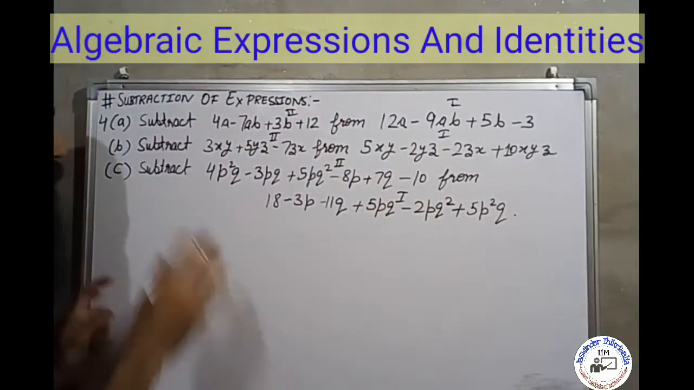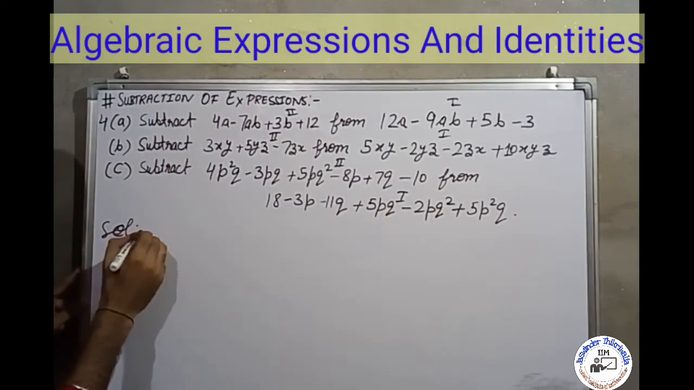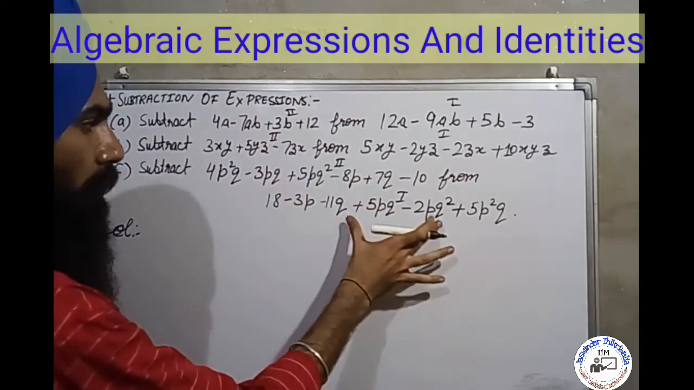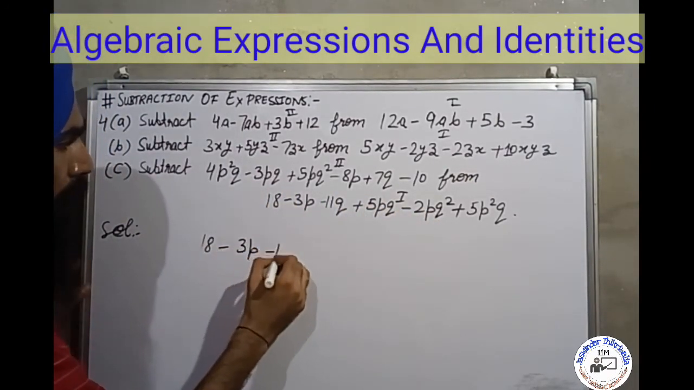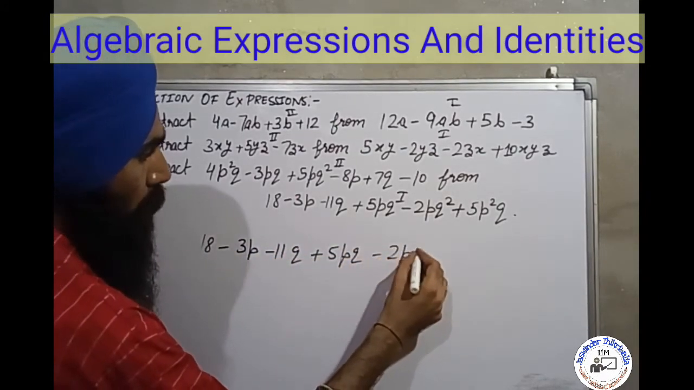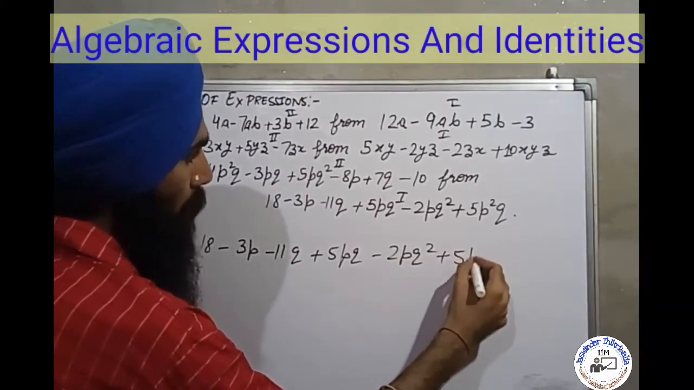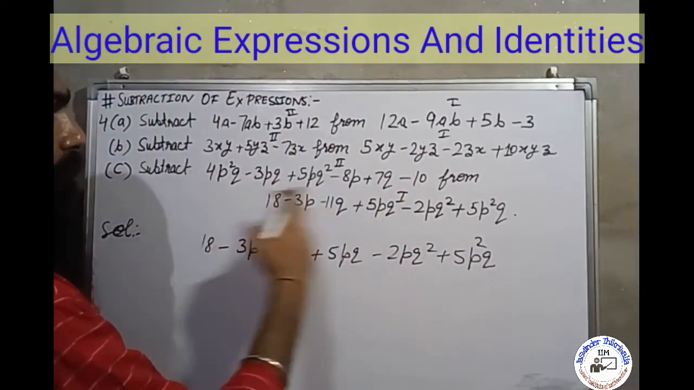Now there are three parts. I will explain the C part because it is lengthy. So how can we do this? First of all, write them. This is our first term, so write it on the upper side: 18 minus 3p minus 11q plus 5pq minus 2pq square plus 5p square q. Now under this, write the second term.